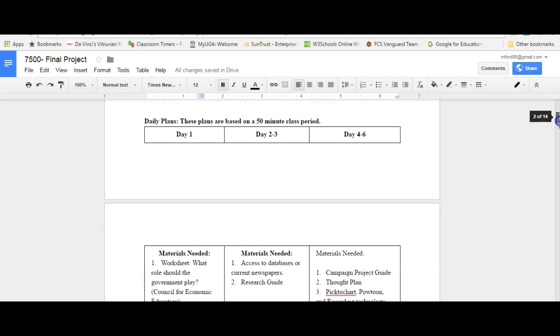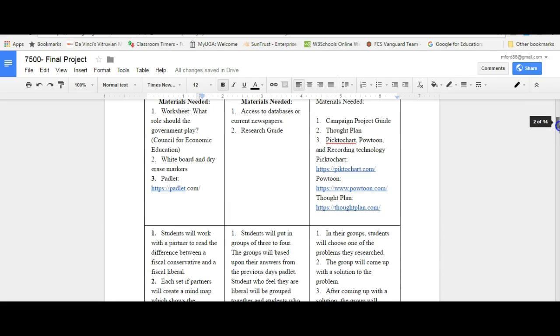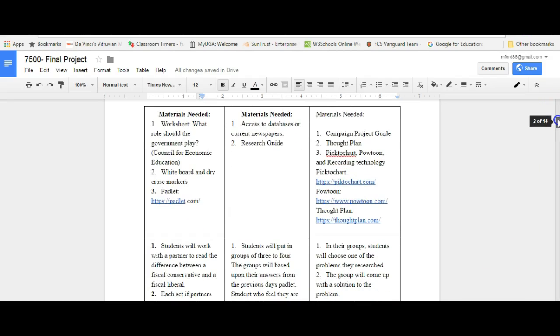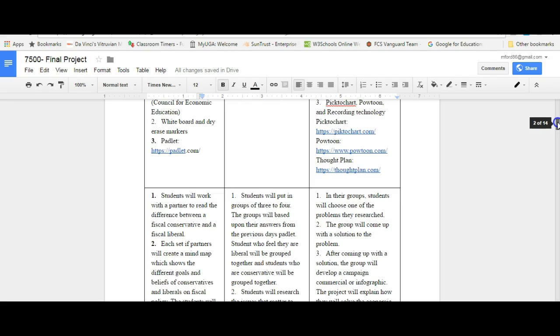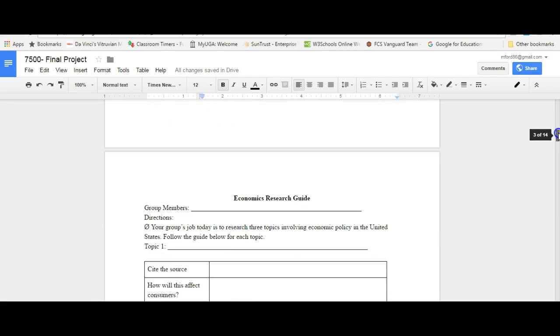So this was split up into 6 different days. We started, like I said, with the role of the government and what fiscal liberals and conservatives are, and then we did a quick assessment on that. From there, the kids used our online databases and a research guide I created to research the different economic problems. And after that, they created a project guide, which we went through as a group so we could assess it, and then developed their campaign commercial or infographic.